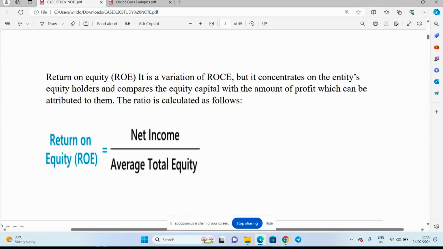Now, return on equity in its variation, ROE, concentrates on the entity's equity holders, and compares the equity capital with the amount of profits which can be attributable to them. The ratio is calculated as follows: the return on equity is net income over average total equity. That is average total shares. This return on equity is very rare, but they can also ask, so you need to know it. Net income means earnings before interest and tax over average total equity.